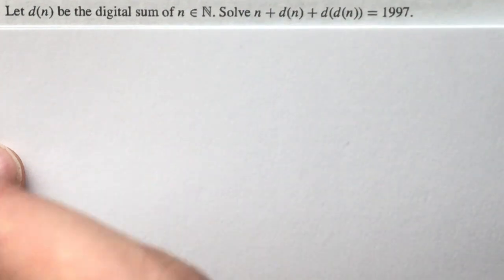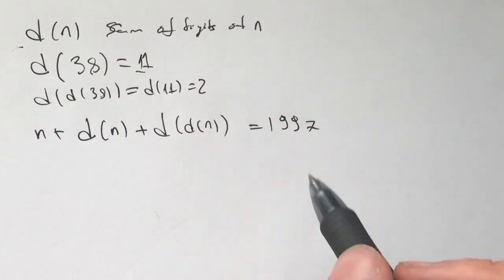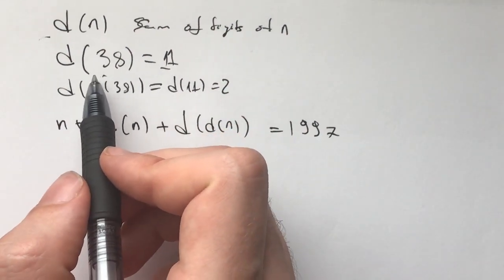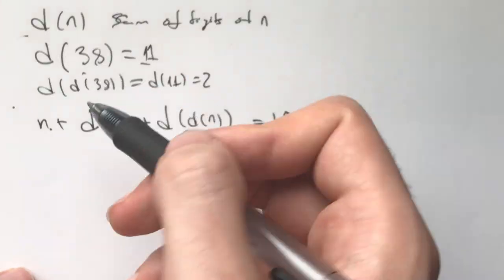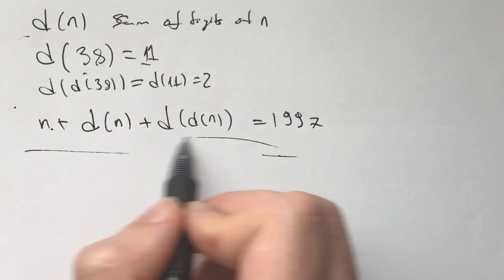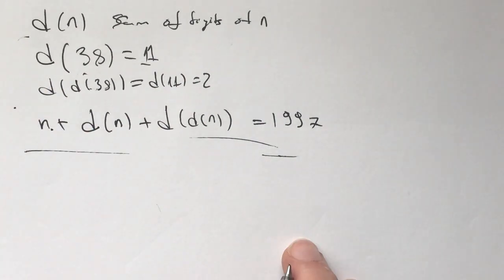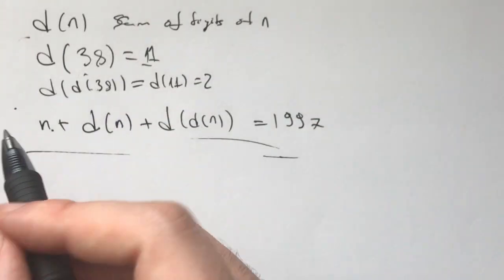So now let's begin. d(n) is the sum of the digits of n in base 10. These are some examples: the sum of the digits of 38 is 11, and the sum of the digits of 11 is 2, and we must solve this. I want to show you this problem because there's really one big trick here.